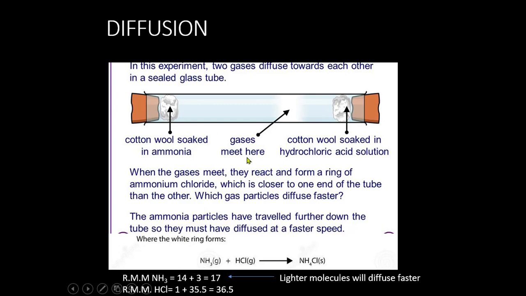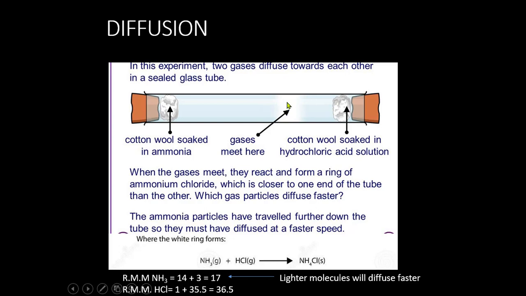So this is one experiment that we usually do. Here we have a glass tube that is corked on each side with a rubber bung, and there's cotton wool soaked in ammonia on this side, and this side has cotton wool soaked in hydrochloric acid. So gases will be emitted from these cotton wools, and then somewhere they will meet in the middle.